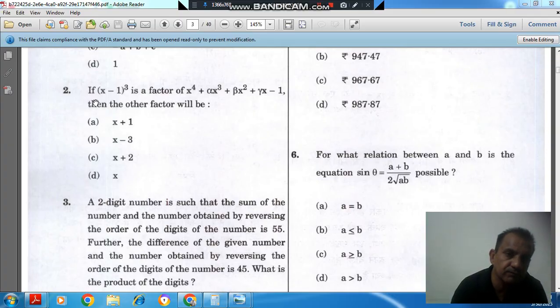Question number 2 is: if (x minus 1) whole cube is a factor of x^4 plus alpha x cube plus beta x square plus gamma x minus 1, then the other factor will be: option A, x plus 1; option B, x minus 3; option C, x plus 2; and option D, x.